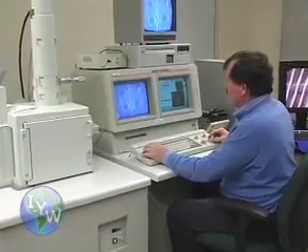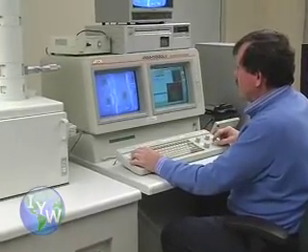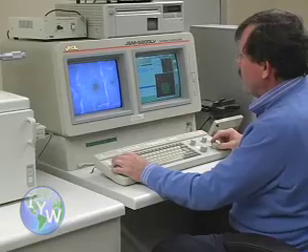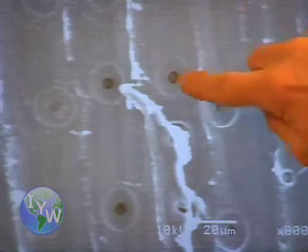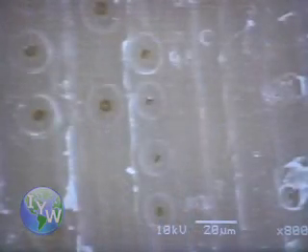By simply turning the wood sample on its side, the microscope shows structures called bordered pits that regulate the flow of water between the wood cells. And you can see that there are many of these bordered pits on the radial surface of the fibers.